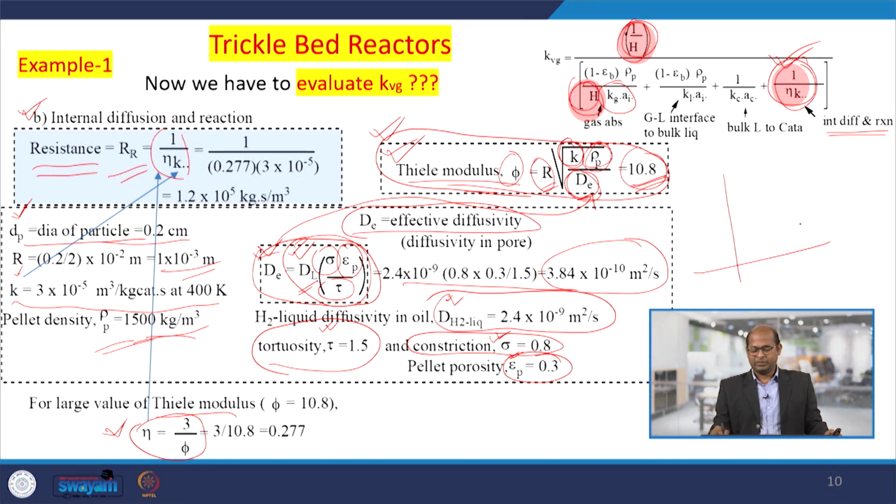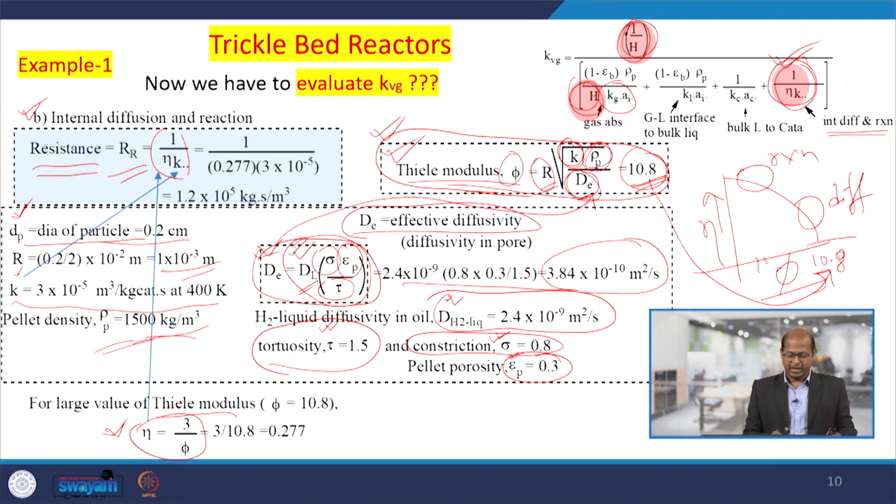So, the Thiele modulus is 10.8. This type of correlation between phi and eta, these are the type of systems, this is for reaction, this is for diffusion. This phi value is coming 10.8, a very high value. So, when the Thiele modulus is very high, then eta equals 3 by phi. How this correlation comes we will discuss in more detail later, but here we have to adopt eta equals 3 by phi. So, then the eta value, the effectiveness factor, is coming 0.277 for this particular system when the Thiele modulus is large.